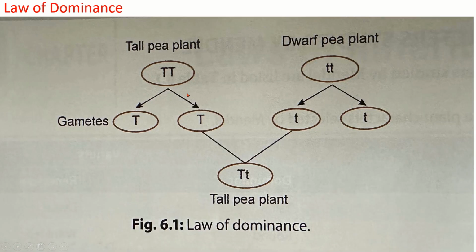Then the law of dominance. In crossing between organisms for contrasting characters of a pair, only one character appears in the first generation and another does not appear. The one which appears is the dominant character and the one which does not appear is the recessive character. Every character is controlled by a pair of genes. So this is the law of dominance. Now if you see here, tall and dwarf, but in the first generation you see only tall pea plants. Dwarf is not exhibited. So the tall is dominant and the dwarf is recessive.